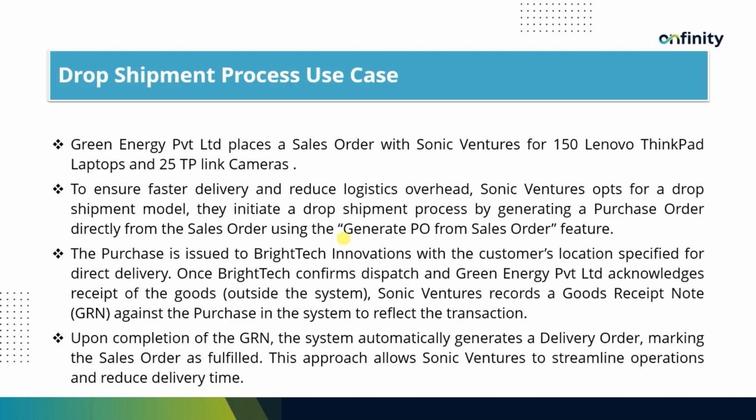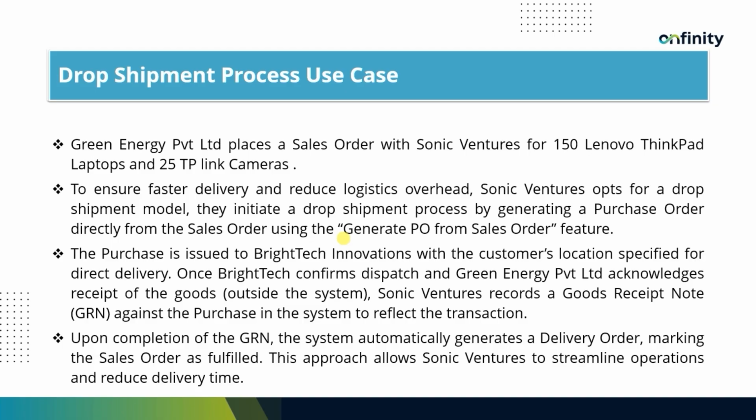They initiate the drop shipment process by generating a purchase order directly from the sales order using the Generate PO from Sales Order feature. Here, Sonic Ventures does not need to maintain stock. Instead, the purchase is directly linked with the sales order to speed up the transaction. The purchase is issued to Brighttech Innovations with the customer's location specified for direct delivery.